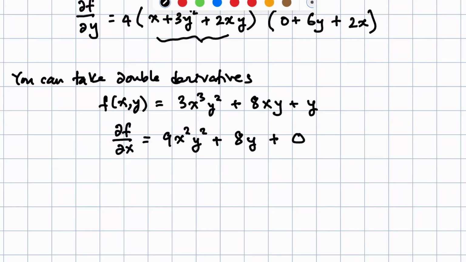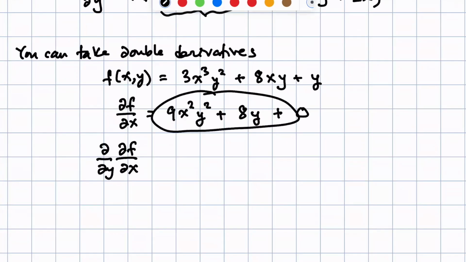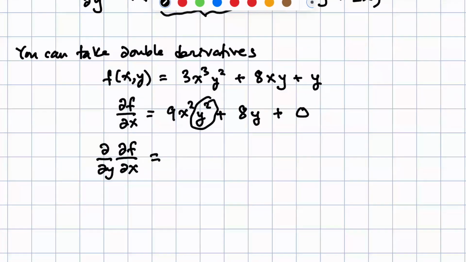Okay. Now the thing is, after I take a derivative in x, I could take another derivative in y. I've taken one x derivative, I can take a y derivative now. Now, if I take a y derivative, what is my derivative here? It's 2y, so I get 18x squared y. I'm differentiating in y, so I get an 8.